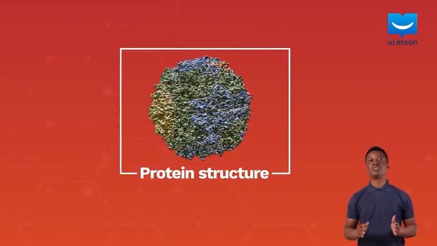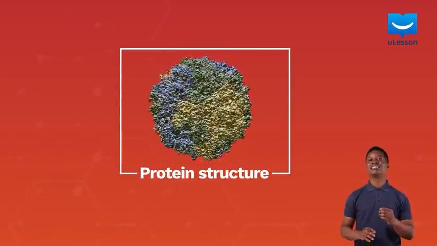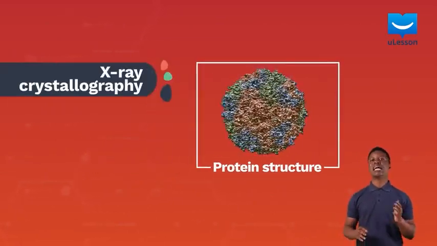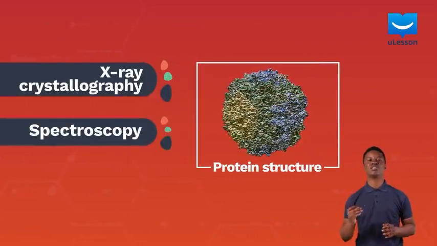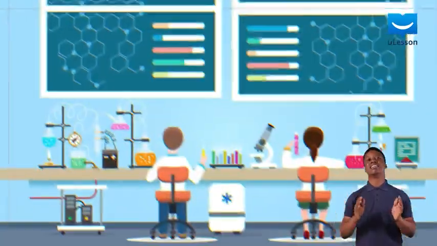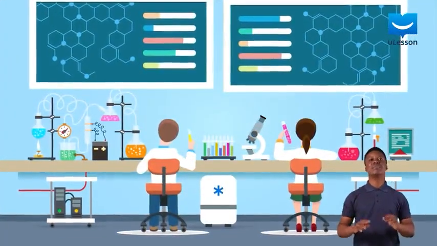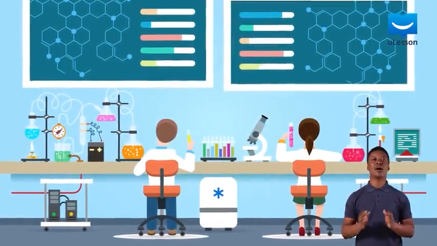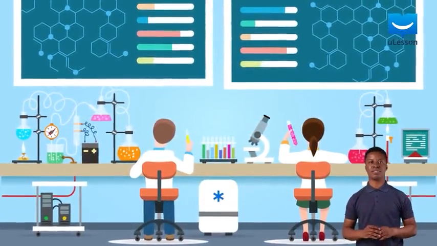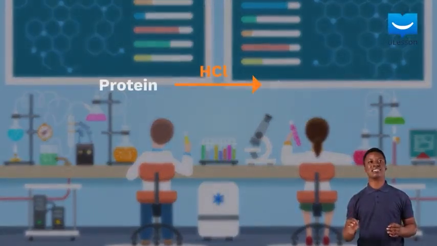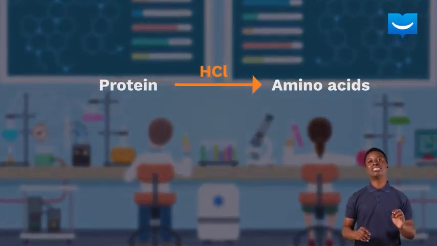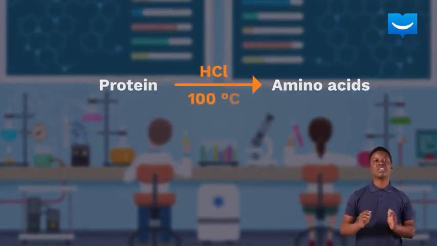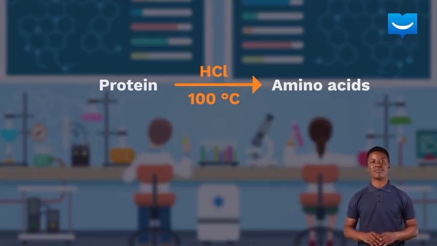The structure of proteins is determined using several techniques, including X-ray crystallography and spectroscopy. In the laboratory, a protein can be hydrolyzed into the individual amino acids that make up the protein. And this is done by reacting the protein with concentrated hydrochloric acid and heating the mixture at 100 degrees Celsius for 24 hours. It can also be achieved using enzymes.